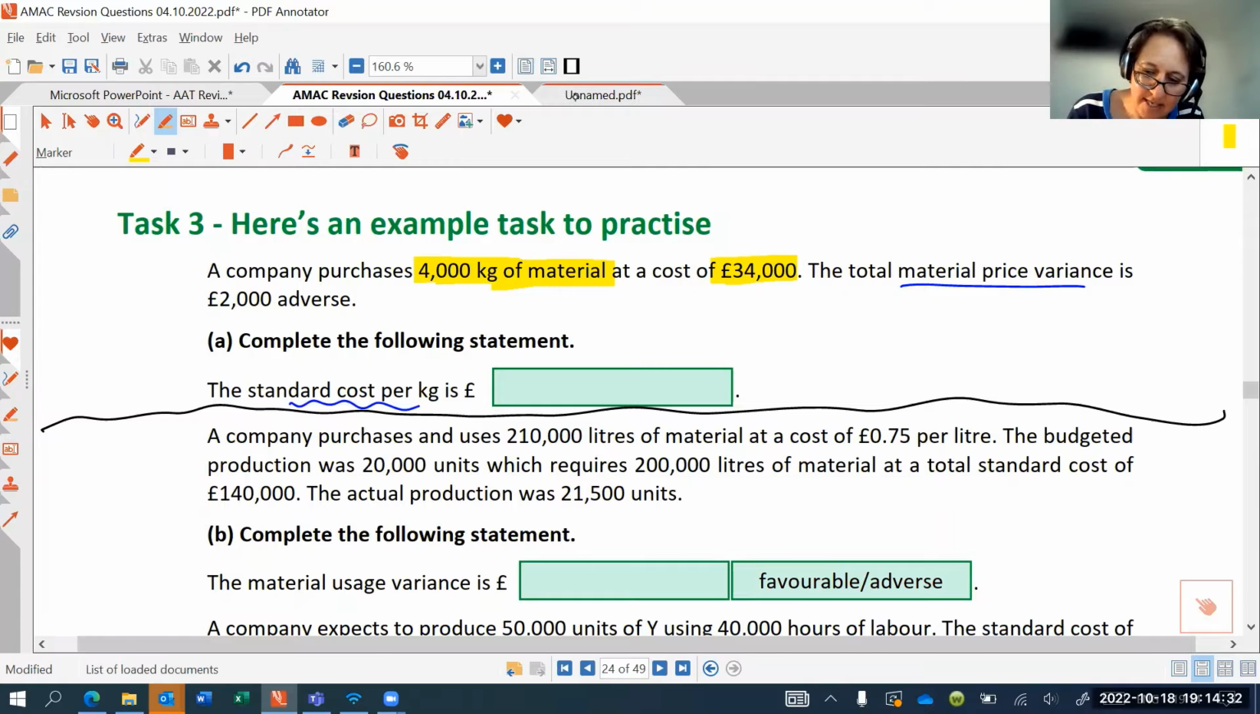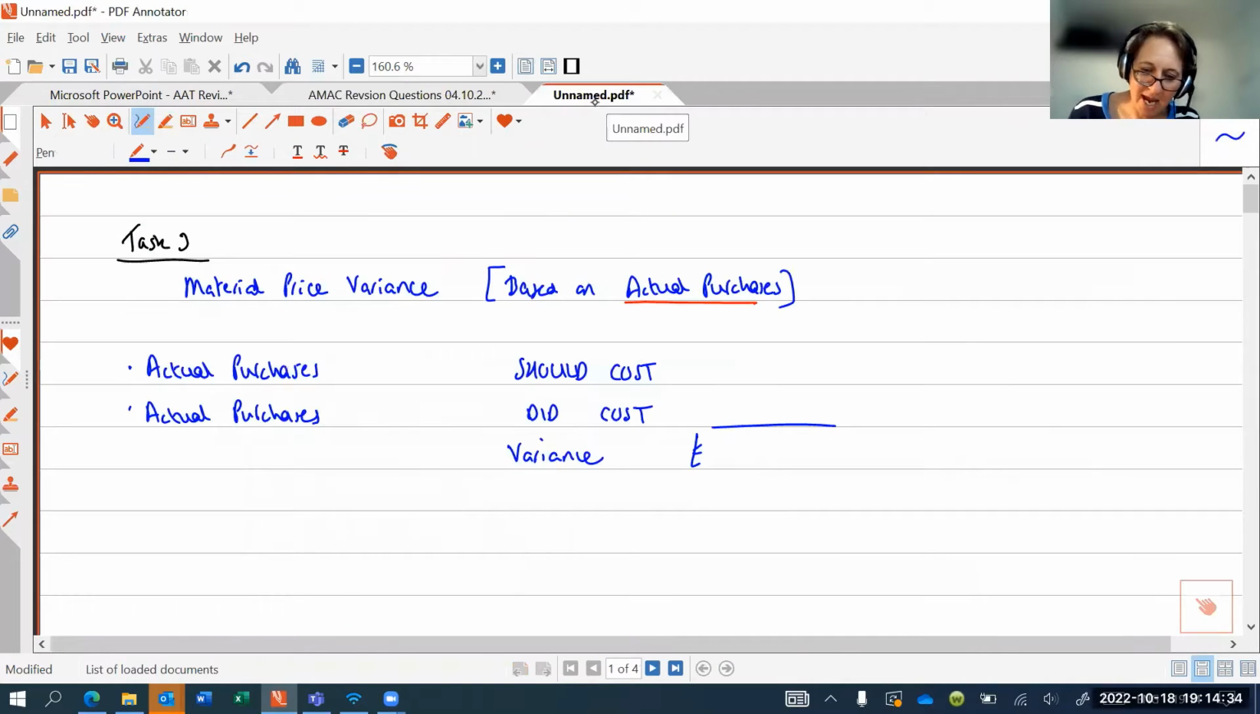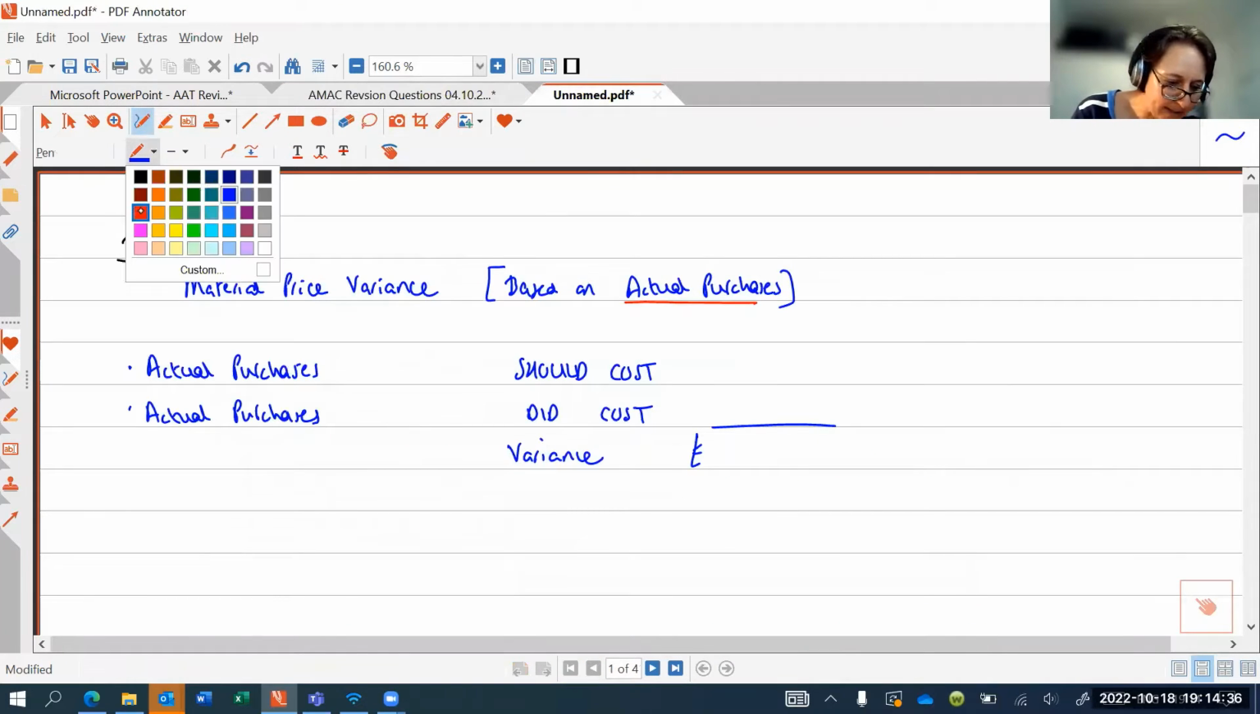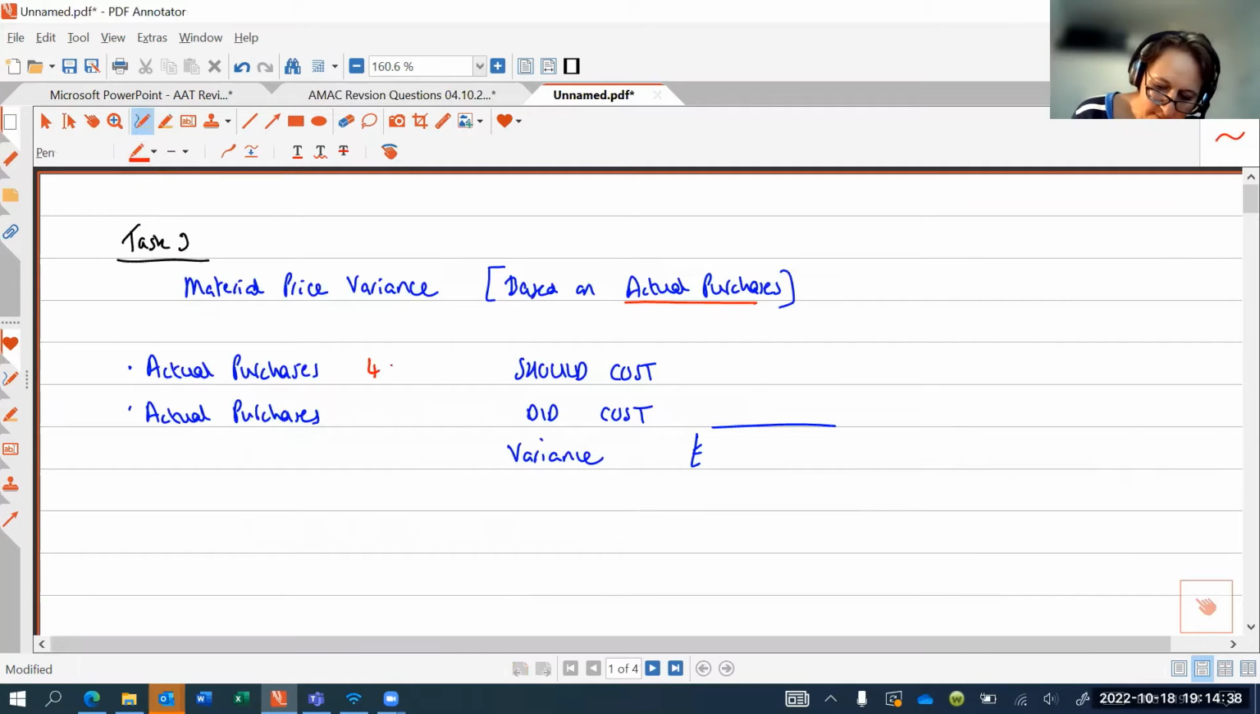So I'm going to fill this in. It wants to know the actual purchases. You write 4,000 kilograms. Remember, you're comparing like with like. So actual purchases did cost, they're both based on 4,000 kilograms. We know what they did cost because the question told us they cost £34,000.